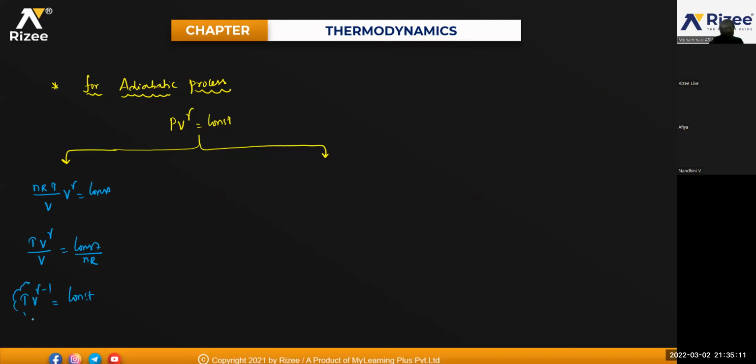So this is one relation between T and V. So I got it from the ideal gas equation. So TV to the power of gamma minus 1 is equal to constant.